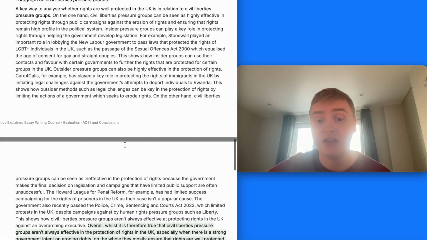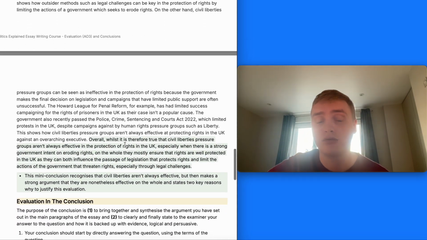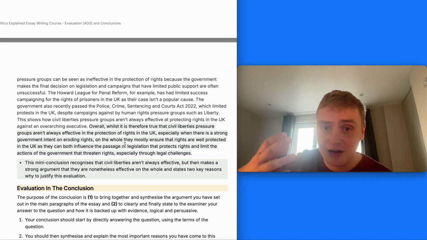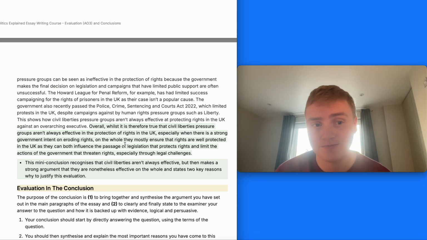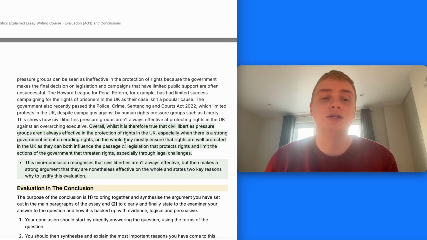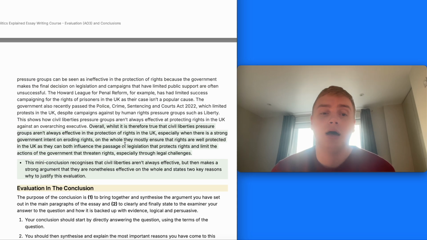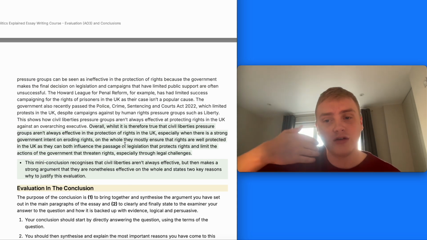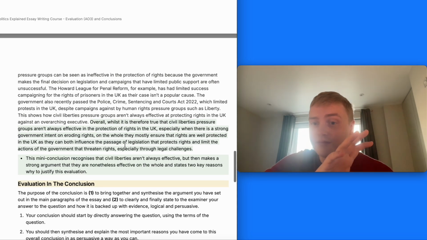but also putting pressure on the government, whilst insider pressure groups can influence legislation that protects rights. The other side is that a lot of rights-based pressure groups, civil liberties pressure groups, aren't effective at protecting rights because they're not a popular cause, whilst they're also limited by the government passing legislation to really stop their influence. So that's both arguments on the other side.